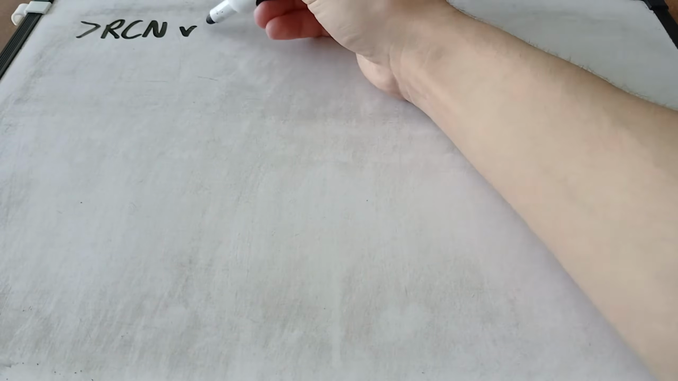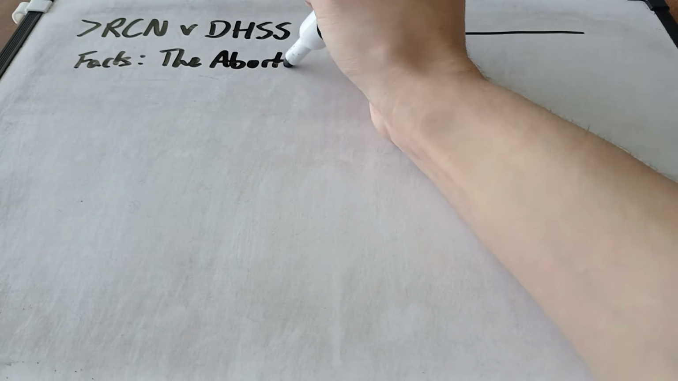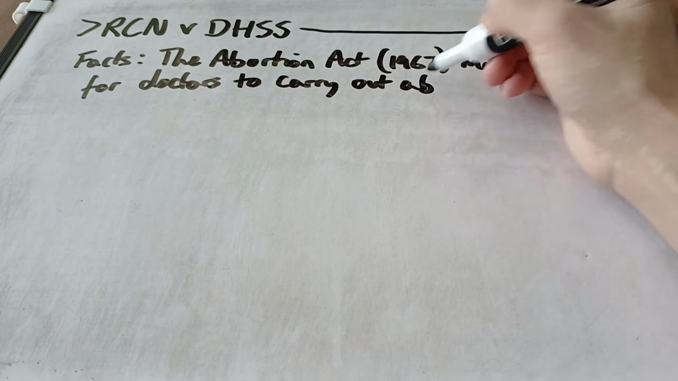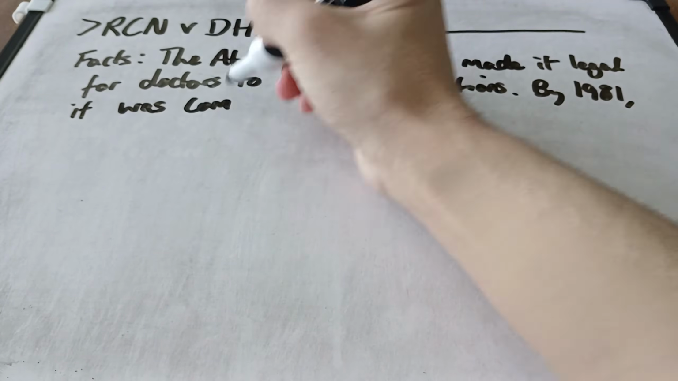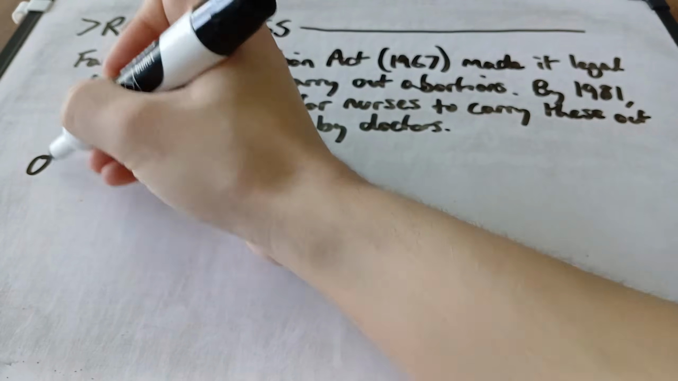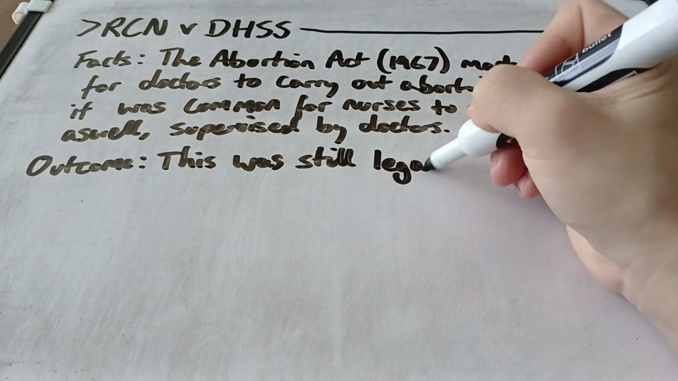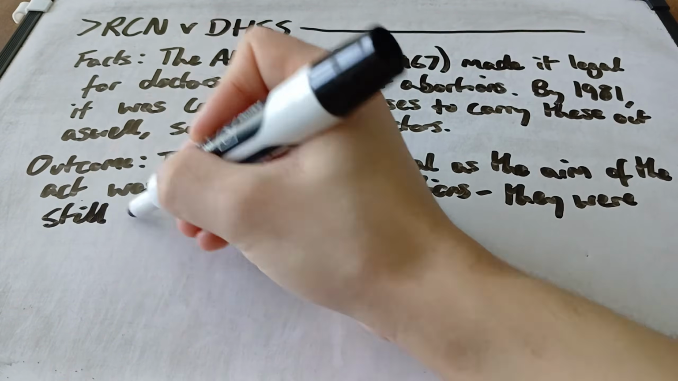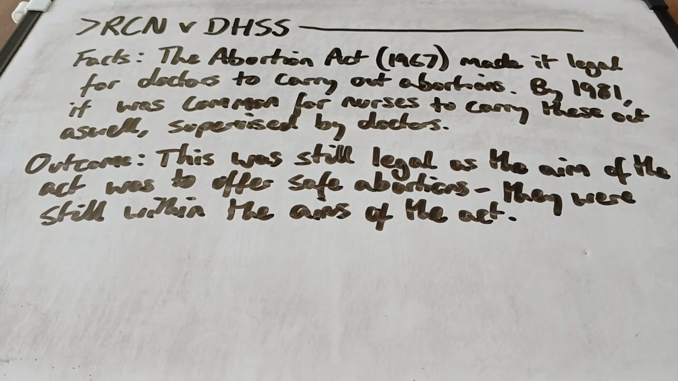The first case we're going to look at is the Royal College of Nursing versus DHSS. The Abortion Act of 1967 made it legal for only doctors to carry out abortions. By 1981, it was common for nurses to carry out these as well, supervised by doctors. This was still legal as the aim of the Act was to offer safe abortions, and they were still within the aims of the Act.